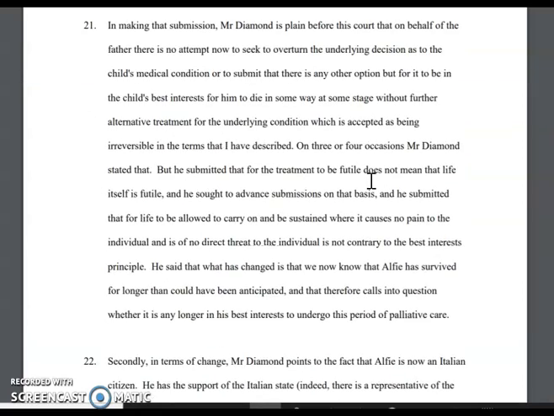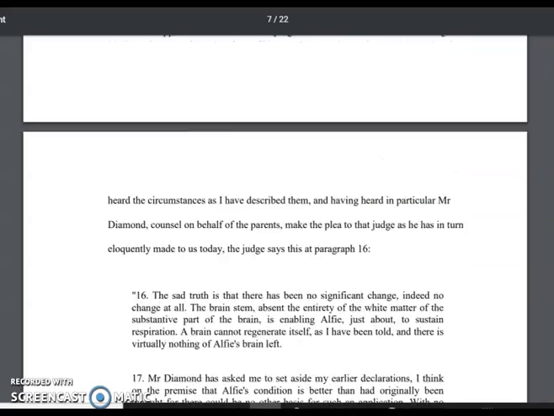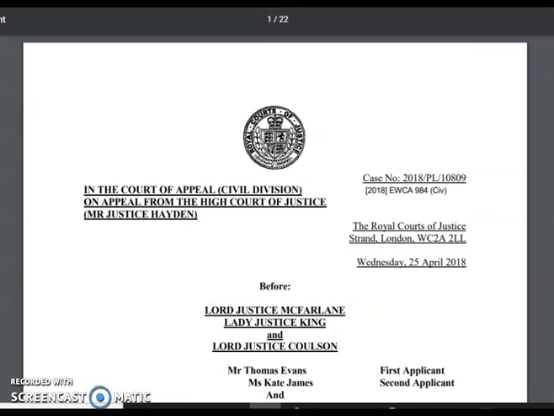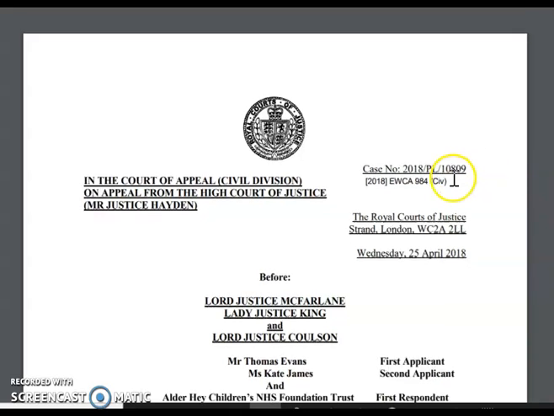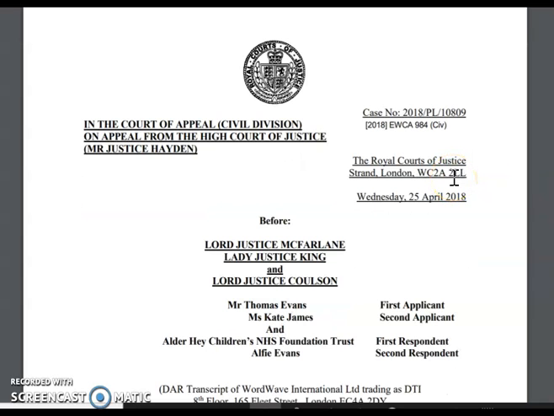Now, we already know what the ratio decidendi was in the case of Alfie Evans. It followed another case that we've studied, the case of Bland. And the judges here decided that they were going to follow Bland and that life-saving treatment can be withdrawn from a patient when it's no longer in that patient's best interest. And that was the decision that was made in this case. Which obviously wasn't what Alfie's parents were hoping for.